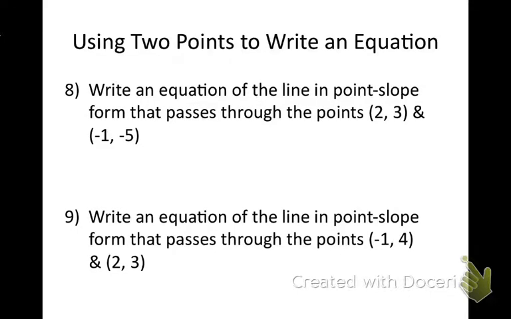So number 8 says, write an equation of the line in point slope form that passes through the points (2, 3) and (-1, 5). Well, in order to use point slope form, I need a point and I need slope. On this problem, I'm not given any slope. I'm just given 2 points. So what am I going to have to find here, would you suppose, Garrett? I need to find the slope. So using these 2 points, can I find the slope? Yeah, I need to use those 2 points to find the slope.